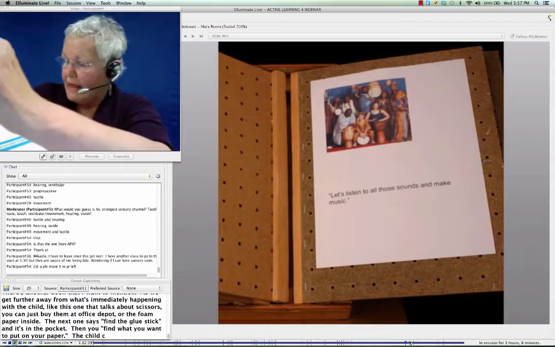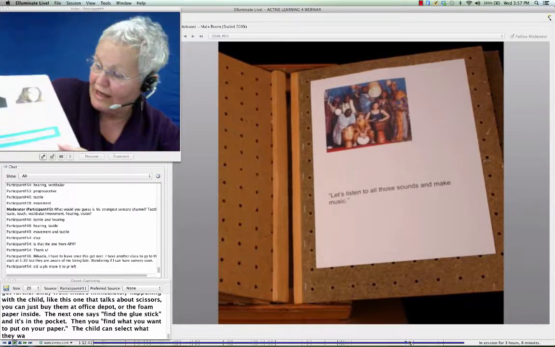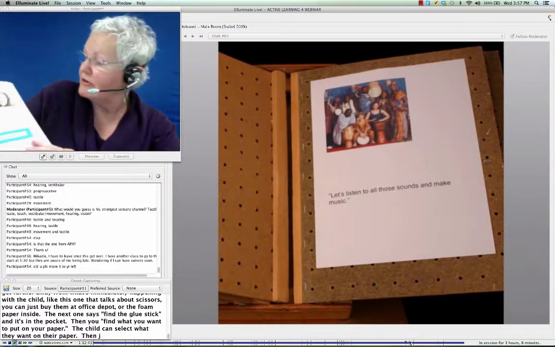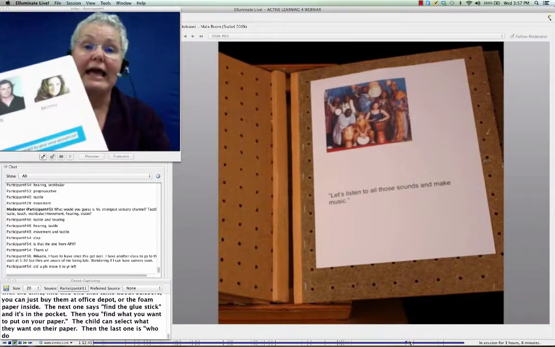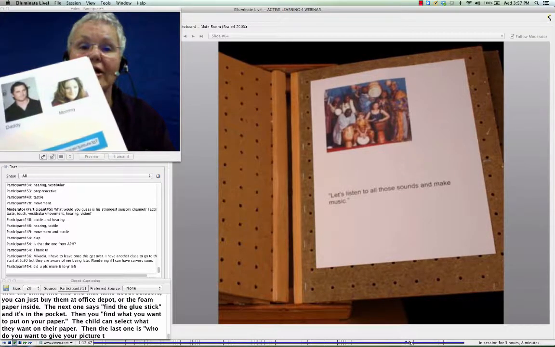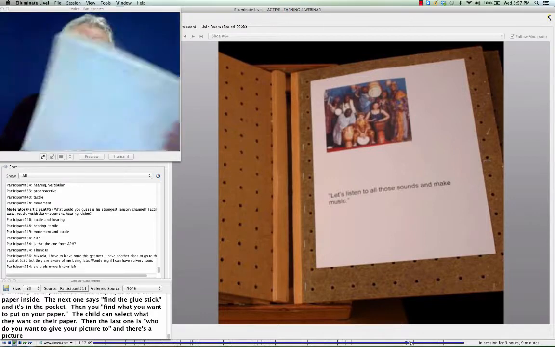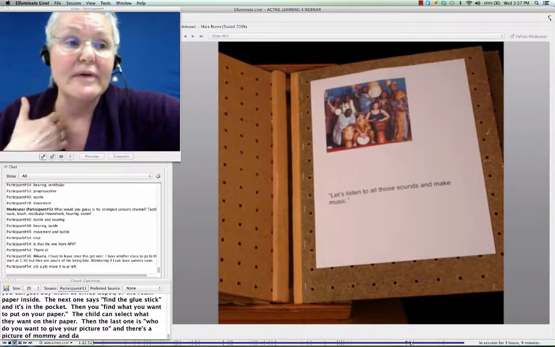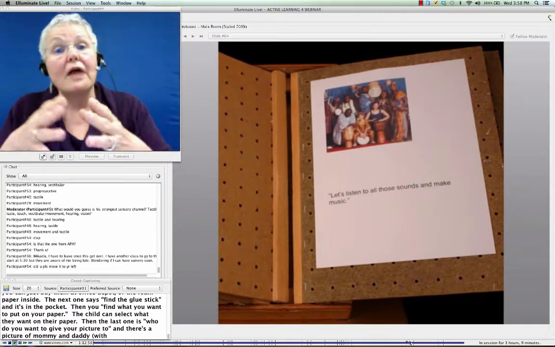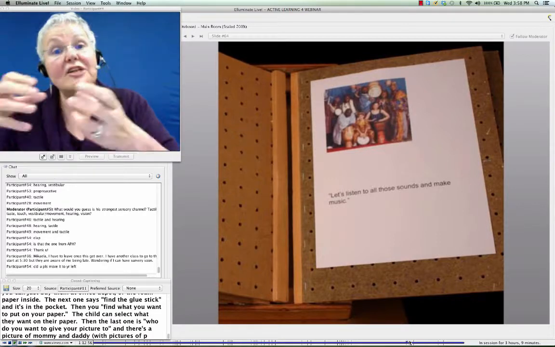And then the last one is, who do you want to give your picture to? And then there's a picture of Mommy and Daddy. And if you could see, these are movie stars that I got off the internet since I didn't want to use any families' pictures. So those are also experience. That's an art experience book.